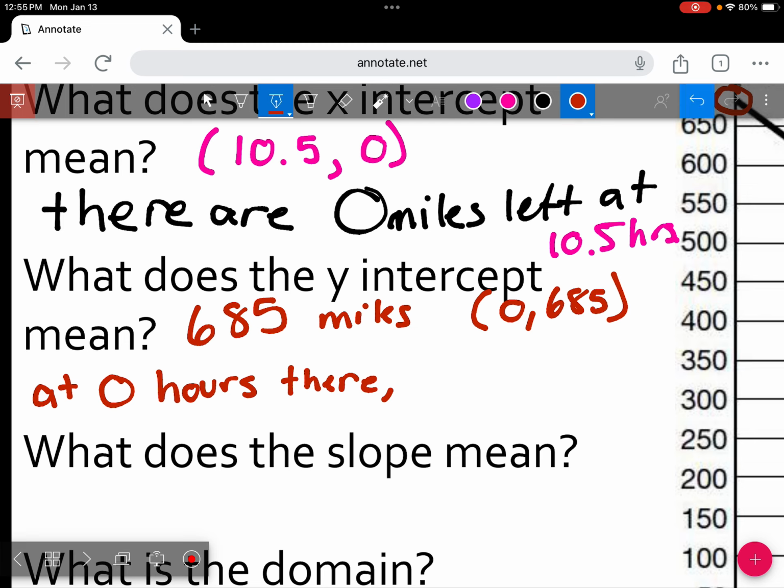0 hours, that comma's in the wrong spot. There are 685 miles to go.